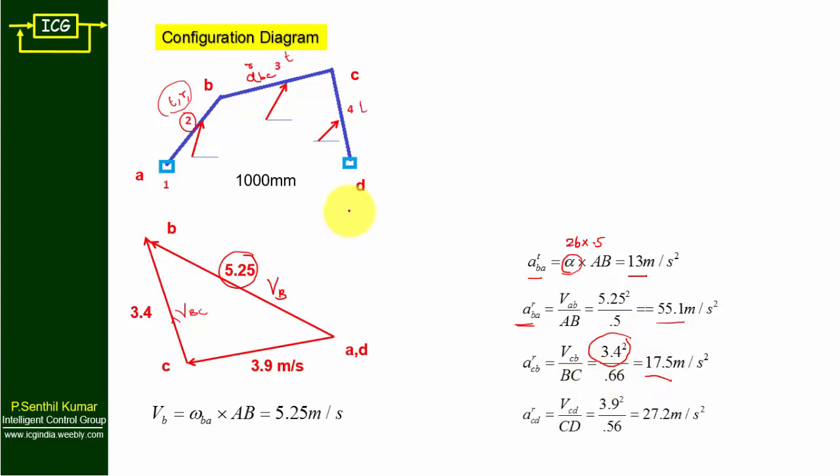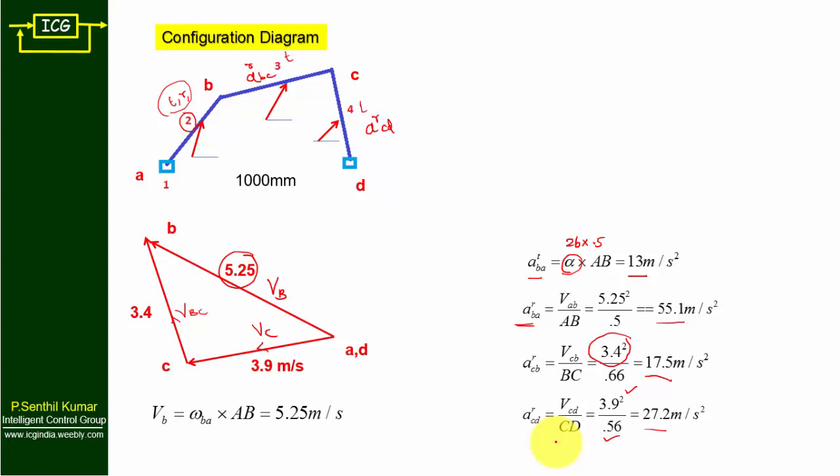Then A radial of CD, this is the last component. A radial of CD equal to VCD by CD. So where is VCD? So this is VCD. So VCD equal to 3.9 divided by CD 560 mm. You will get 27.2 meter per second square. Now we got all the acceleration components. Now we can draw the acceleration diagram.